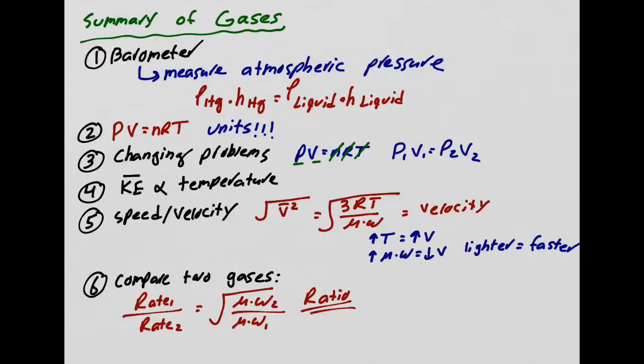And this should be no surprise to you, because we said that the velocity of gases would be the square root of 3RT over molecular weight. Do you agree? So the velocity of gases is 3RT over molecular weight.